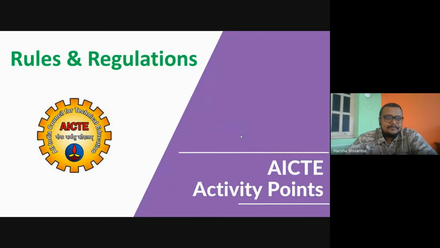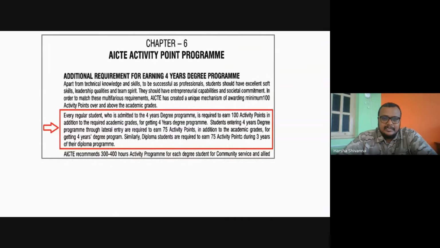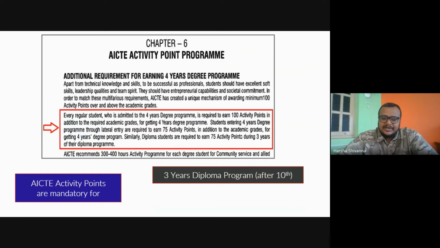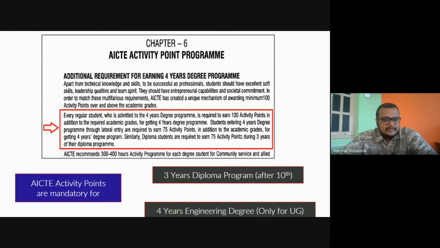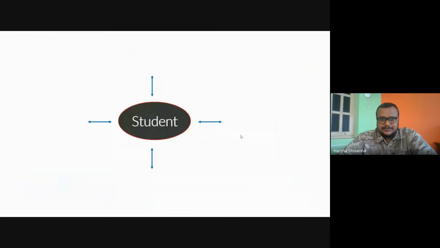Let's go further. These are the rules and regulations cited by the university. You can check this in chapter 6 of the AICTE rules book. As per this, the activity point is mandated to the regular engineering students and also the lateral entry students.